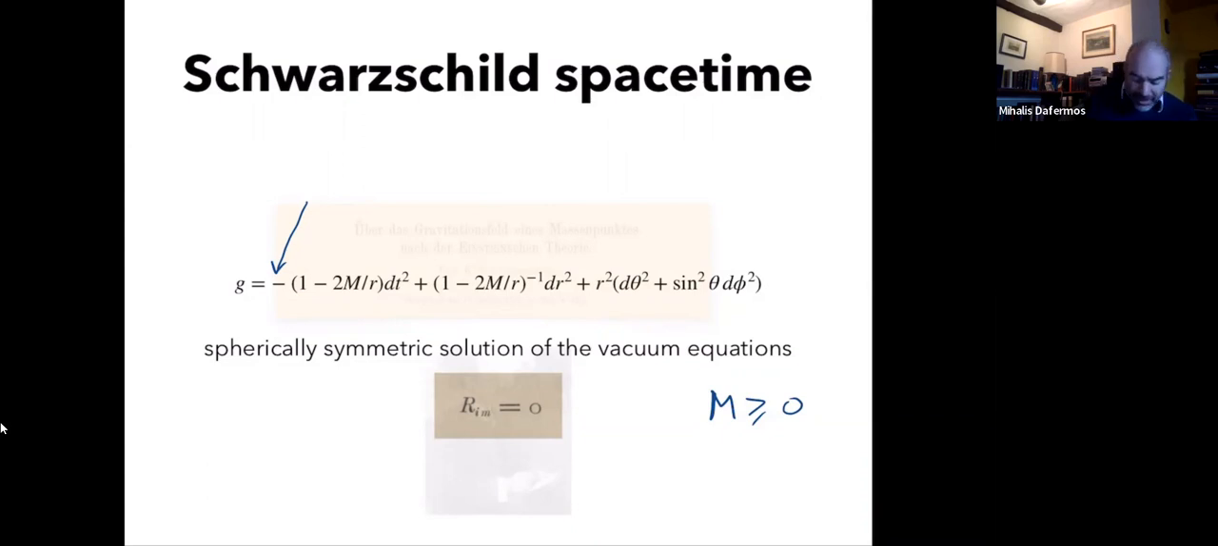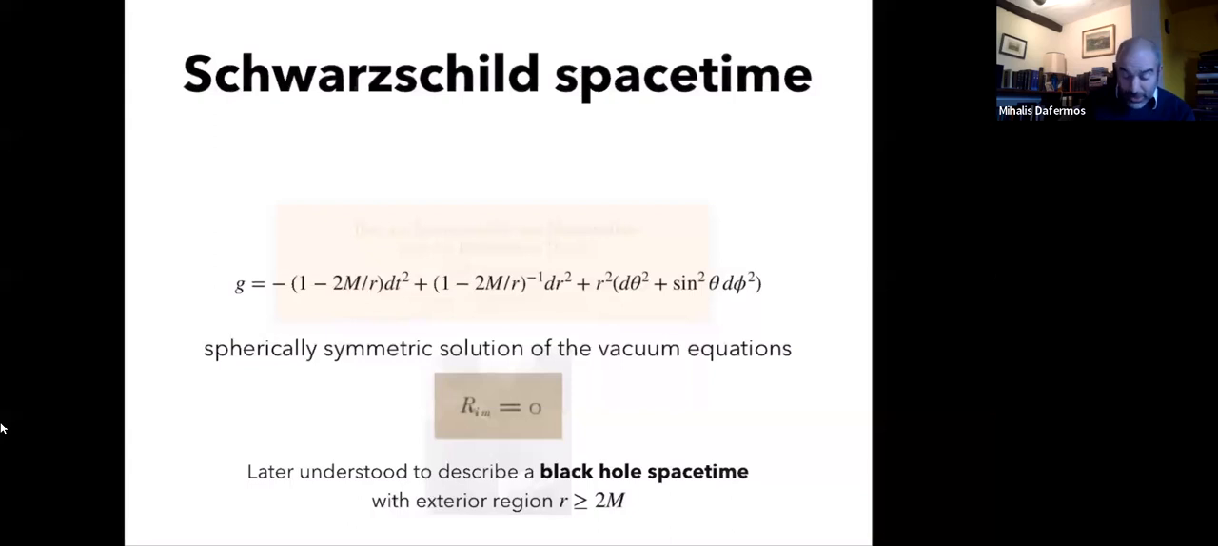But in any case, you can check, and if you're bored in this talk, this is a great exercise, to check explicitly that indeed for all values of M, in particular we will consider the case where M is positive, this expression is a spherically symmetric solution of those vacuum Einstein equations. So the Ricci curvature of this expression is equal to 0. So much later, this metric was understood to describe what's known as a black hole spacetime with exterior region r greater than or equal to 2M.